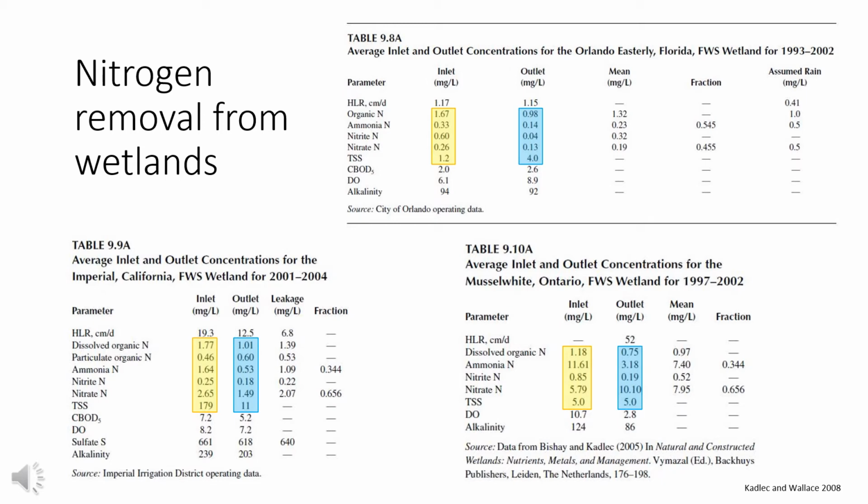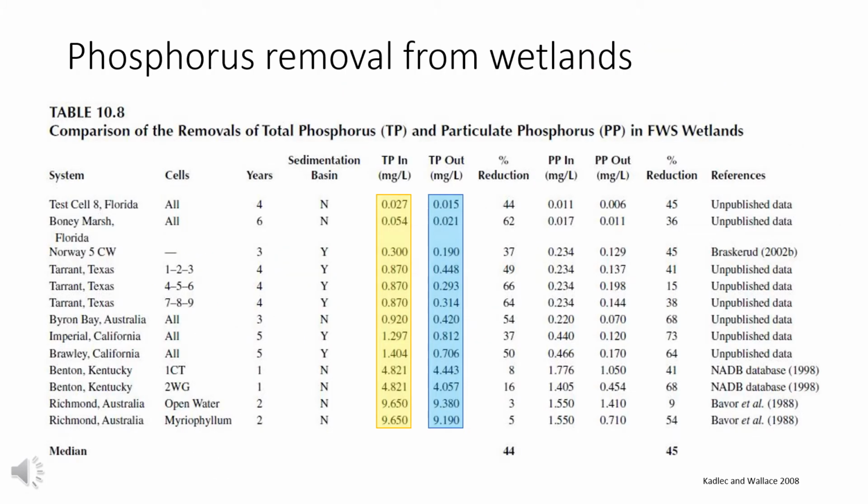If we compare the inflows and the outflows in all three wetlands, almost all of the nitrogen parameters are lower at the outflow than they are at the inflow, while total suspended solids varied among the three wetlands. Similar results were shown for phosphorus. This table, taken from the same book, shows the effectiveness of phosphorus removal in multiple constructed wetlands. The yellow highlighted numbers show inflow phosphorus concentrations, and the blue highlighted numbers show outflow phosphorus concentrations. We can see that outflow concentrations were lower than inflow concentrations in every case.